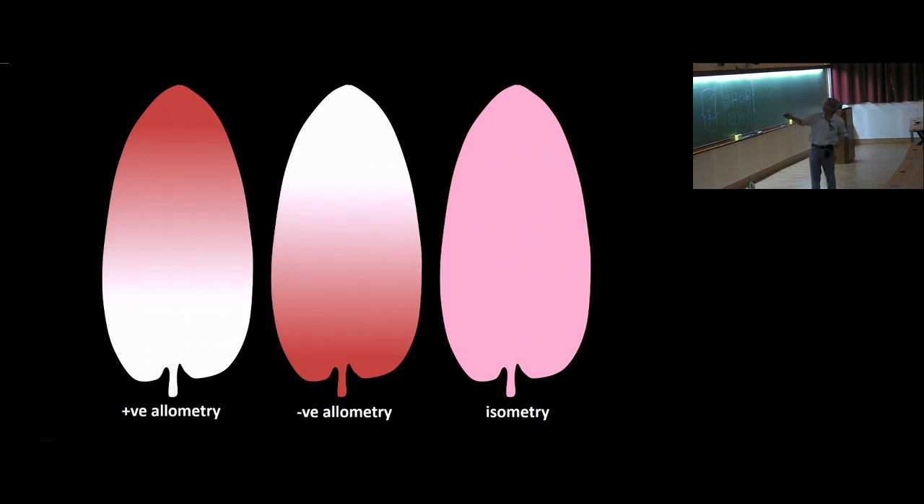So you can think of some red molecule which is inducing differentiation and is distributed differently. For example, in the positive allometry it is more at the tip, and negative allometry more at the base, and then here it is equally distributed. And now you have to see if this is correct. Then you have to find out what the red molecule is, or the differentiation. There are far too many of them.